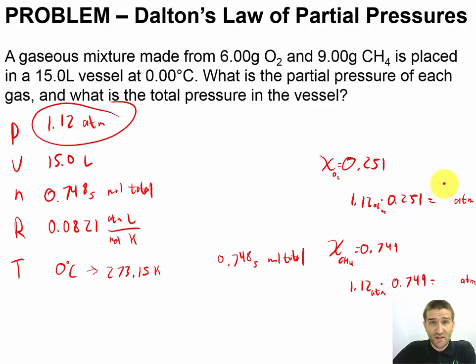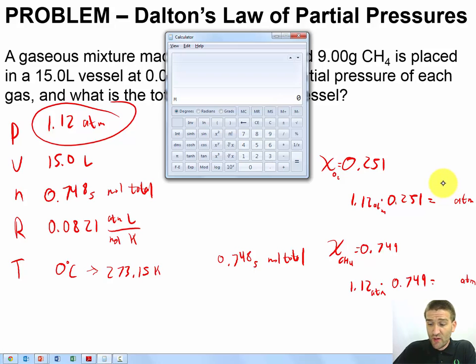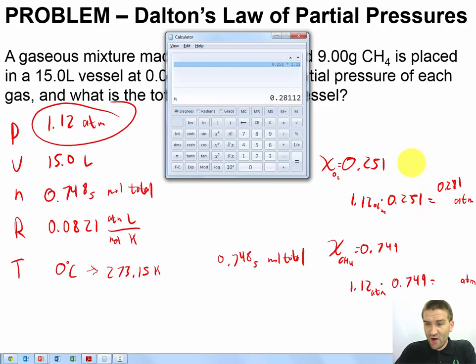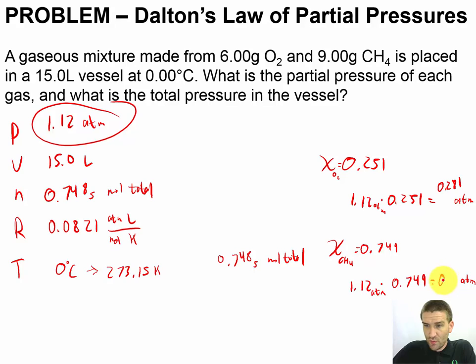All right, so we can go ahead and grab our calculator again. So we'll have our 0.251 times 1.12 gives us 0.281. And then for, I'll go ahead and write it down, 0.281. And I'm just going to write it above just because I'm out of space right there. We'll grab our calculator again. So we'll have our 1.12 times 0.749, and that's going to be 0.839 atmospheres.